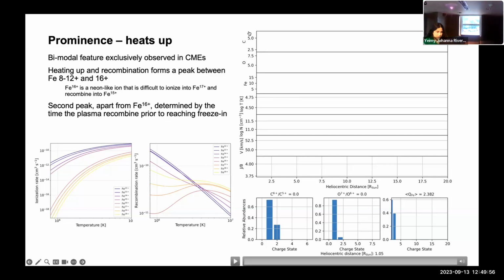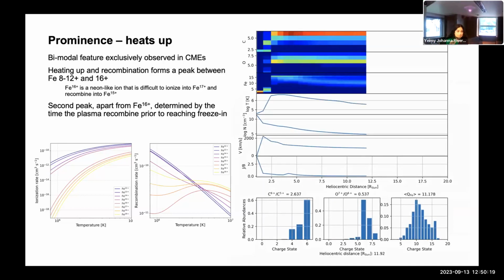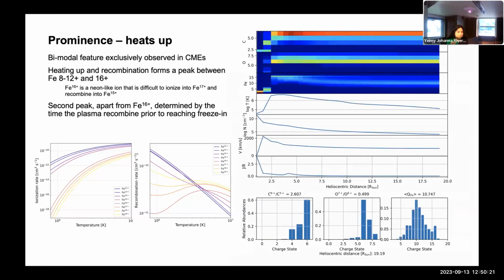The top three are the carbon, oxygen, and iron distribution, and then the associated temperature, density, and bulk flow of that plasma, that structure in the CME. And then the bottom three are showing the same thing as the top three plots, the relative abundances as a function of distance away from the sun and then evolving in time. It's a little hypnotic, so I try not to do it while I'm talking.